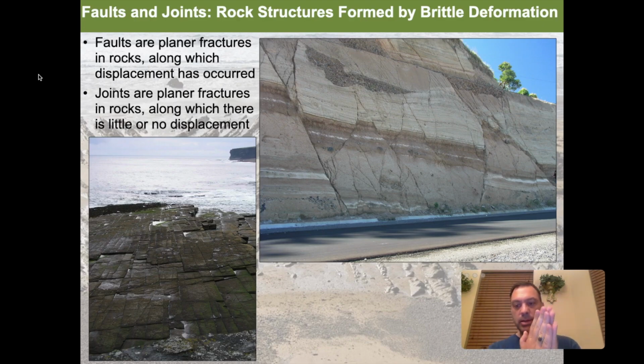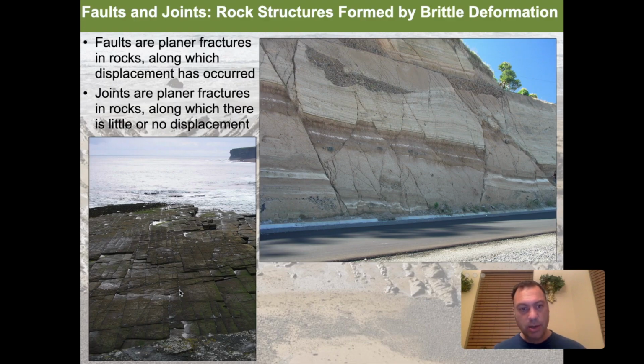So when I go like this, just like that, that's going to be a fault structure, right? Because there's displacement. One hand is moved relative to the other. Joints are a little different. Joints are planar features, just like faults, in rocks along which there is little or no displacement. In other words, it's just a break.